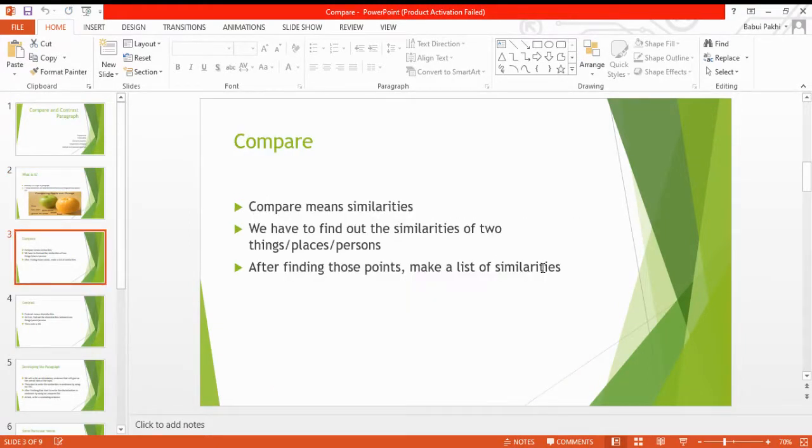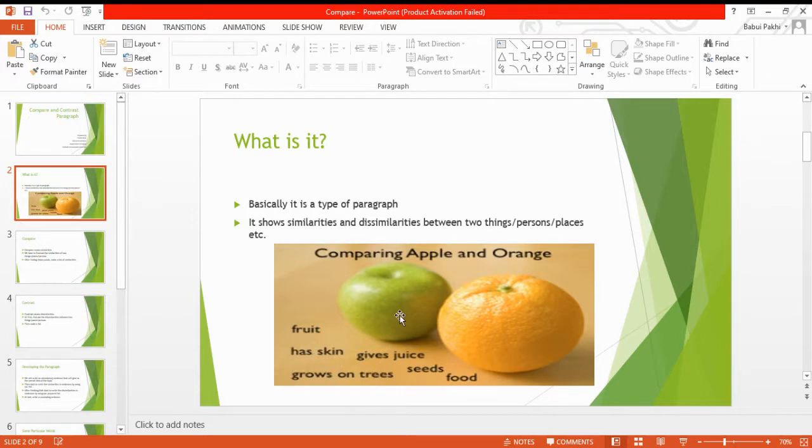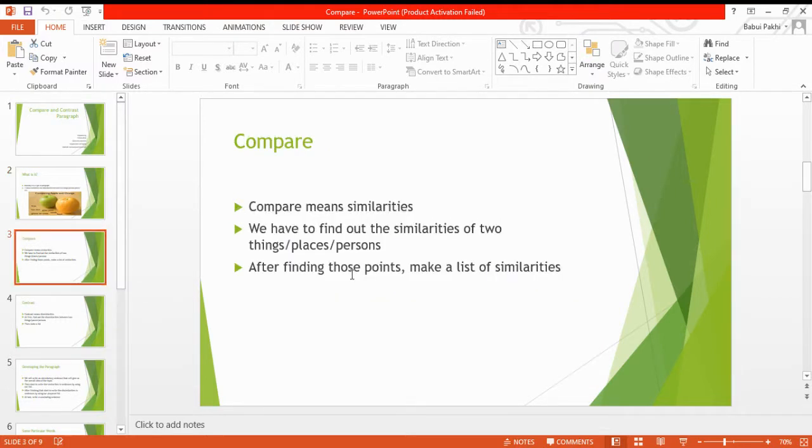So what is compare? Compare simply means similarities. For example, I will give you the topic of two persons or two things or two places, and you have to find out the similarities between them. After finding those points, just make a list of similarities. For example, here we have seen that fruit has skin, gives juice. They are not complete sentences, but points. We have to find some similarities at first, and then make a list. It is a kind of mind mapping.